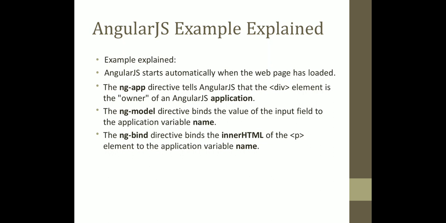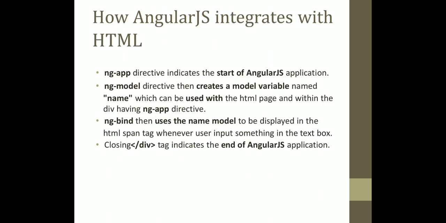So this simply explains how AngularJS can be created. Then how AngularJS actually integrates with the HTML. Already specified that there are some built-in applications that are extended with the simple JavaScript application, but how it actually becomes the Angular or extended version of your HTML can be seen with this point. The ng-app directive indicates the start of the AngularJS application. The ng-model directive then creates a model variable named name.